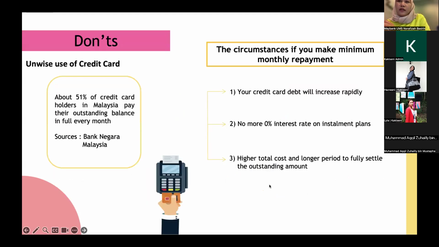So just you have to be careful when using credit card, because there are choices that you can use where you can make minimum monthly repayment, but it will make your credit card debt increase rapidly, and you will not enjoy the 0% interest rate and the higher total cost and longer period to fully settle the outstanding amount.